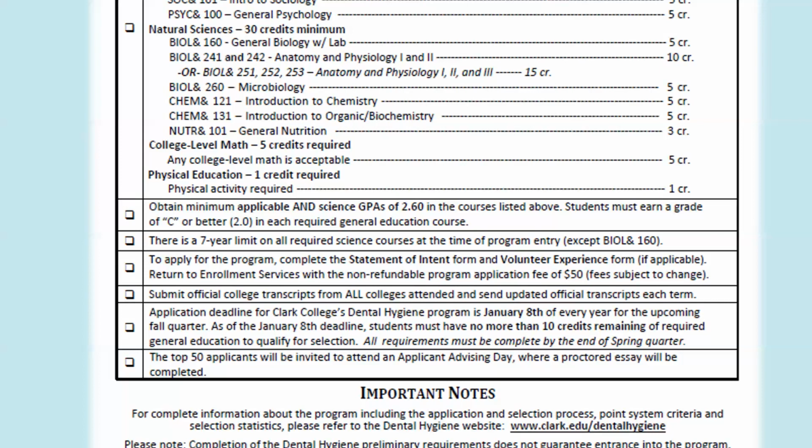The application deadline each year for the Clark College Dental Hygiene program is January 8th. As of the January 8th deadline, students must have no more than 10 credits remaining of required coursework in order to qualify for selection. Lastly, the top 50 applicants will be invited to attend an applicant advising day, and that is where the proctored essay will be completed. And we'll talk about those in just another few more minutes.